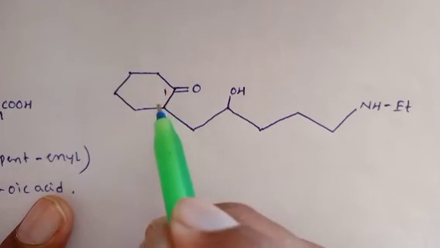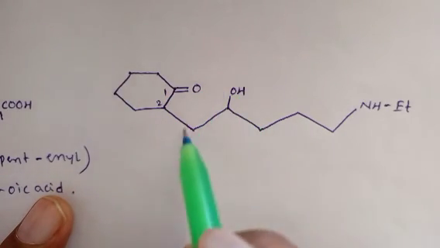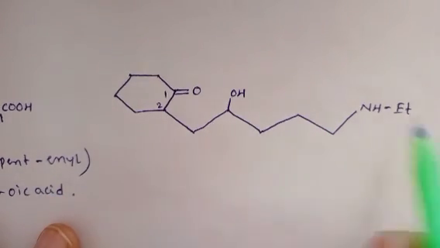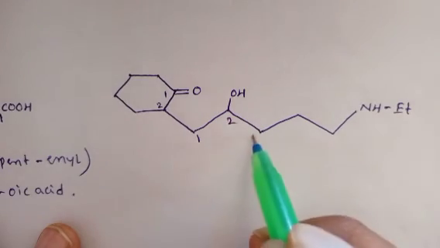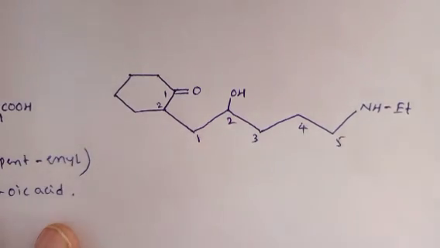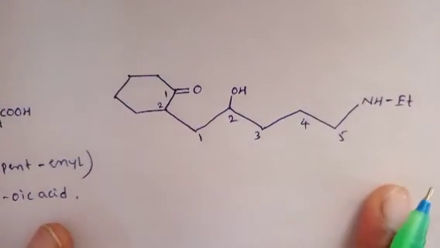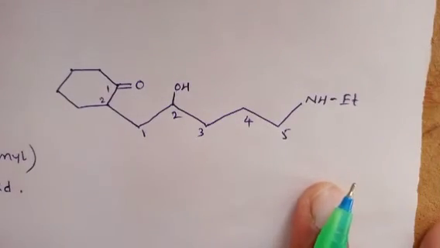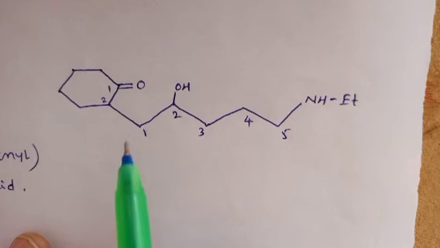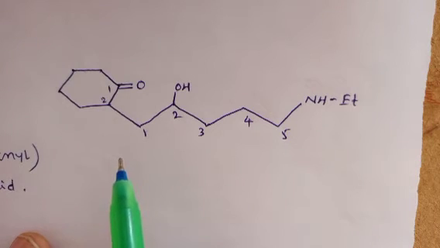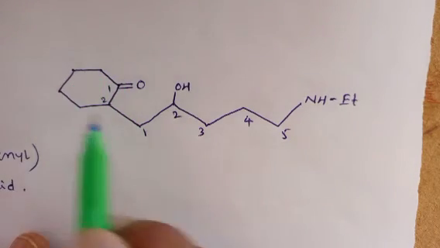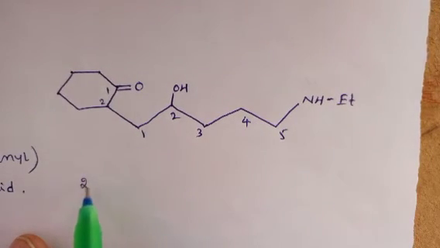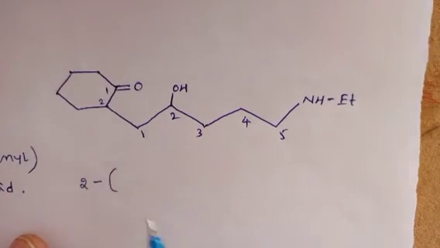So give the numbering 1, 2. At the 2nd place this alkyl part is attached. Okay, for the alkyl part, give the numbering 1, 2, 3, 4, 5. Very big one. Listen carefully. First, at the second place for the cyclic ring, the second place, this alkyl group is present. Okay, right.